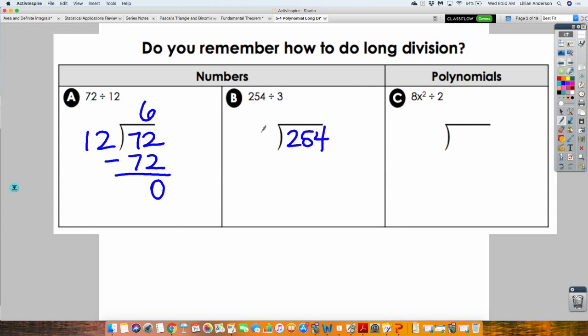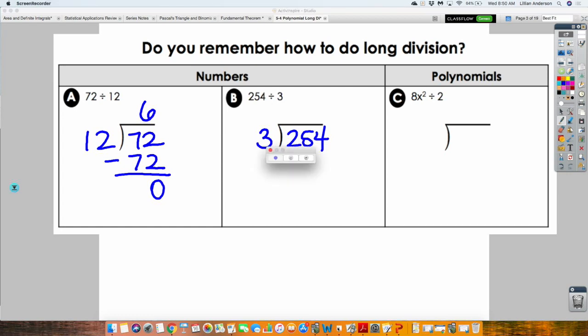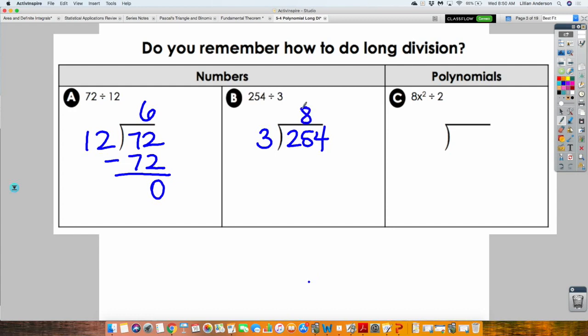So what goes on the inside here? 254. What goes on the outside? 3. And then you ask yourself, does 3 go into 2? No. Does 3 go into 25? How many? 8 times. And then what did you do? You put the 24 under the 25, and you got that from multiplying 8 and 3. So then you subtract it, and you have a 1, and then you bring down the next number.